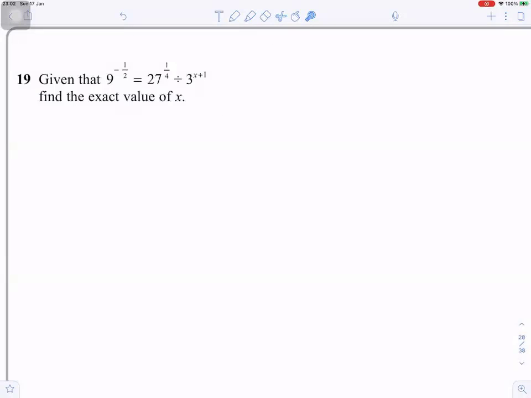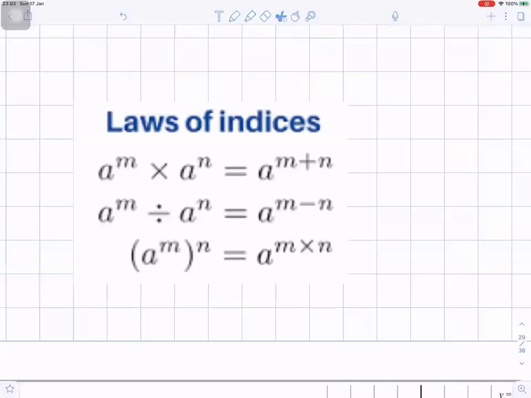Question number 19. Given that 9 to the minus a half is equal to 27 to the 1 over 4 divided by 3 to the x plus 1. Find the exact value of x. So we're going to be using some of these laws of indices.